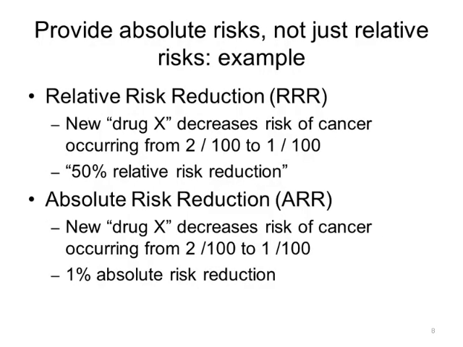Here is an example of how to provide absolute risks, not just relative risks. Let's say there is a clinical trial evaluating a new drug X that will prevent some type of cancer, and 200 participants have signed up. In the control group, 100 participants received a placebo pill, and 2 developed breast cancer. In the treatment group, 100 people received the drug, and only 1 person developed cancer. The two groups are compared. 2 developed cancer in the control group versus 1 in the treatment group, resulting in a 50% reduction in cancer.